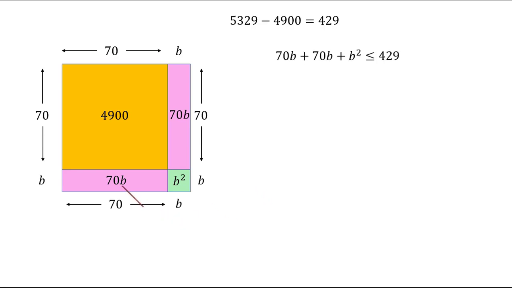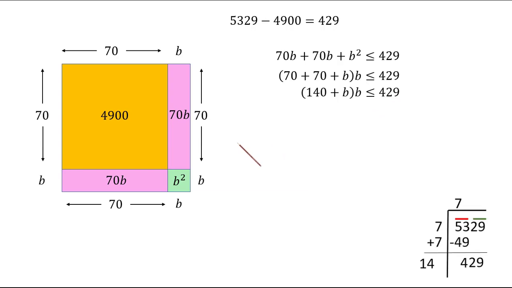So it happens to be that this pink rectangle plus this pink rectangle plus the green square is 429 or a little less than it. If it is not a perfect square, it's less than 429, otherwise it is exactly equal to 429. Why 429? Which is the difference between 5329 and 4900. We factorize the b out, so we write 70 plus b. Outside the bracket we write another b. 70 plus 70 is 140 plus b, and multiplied by b gives 429. So we write this while writing the square root in division method as follows.